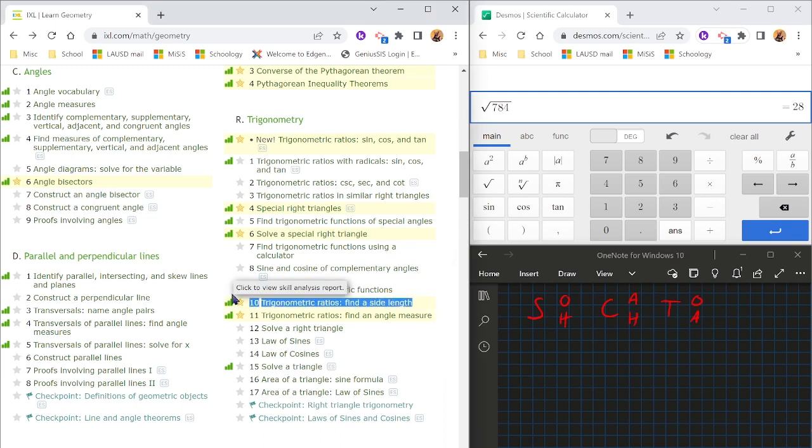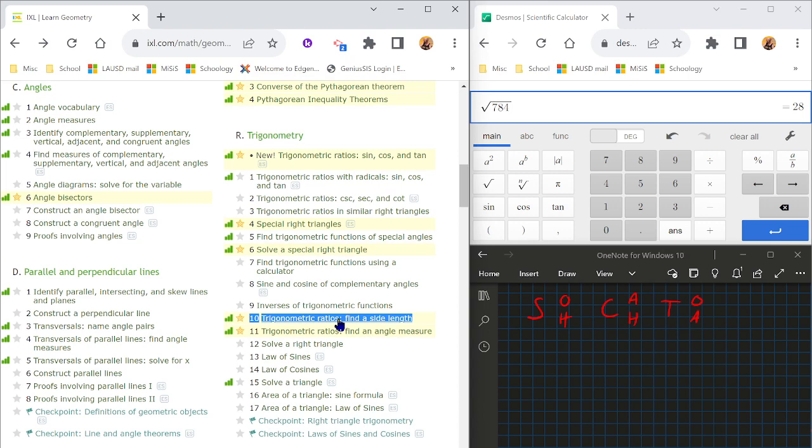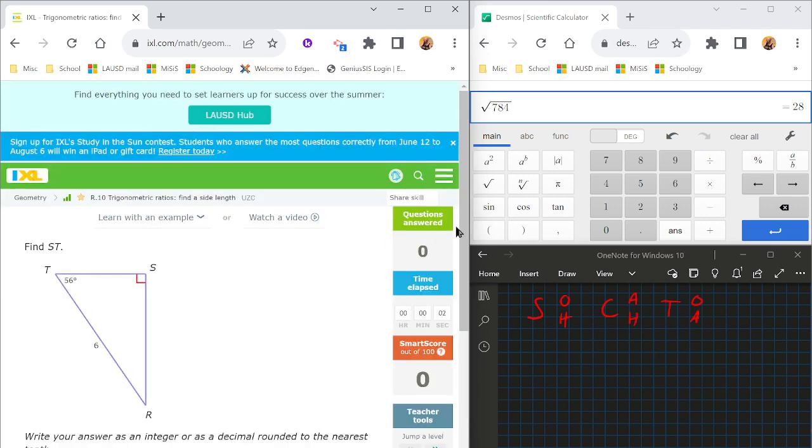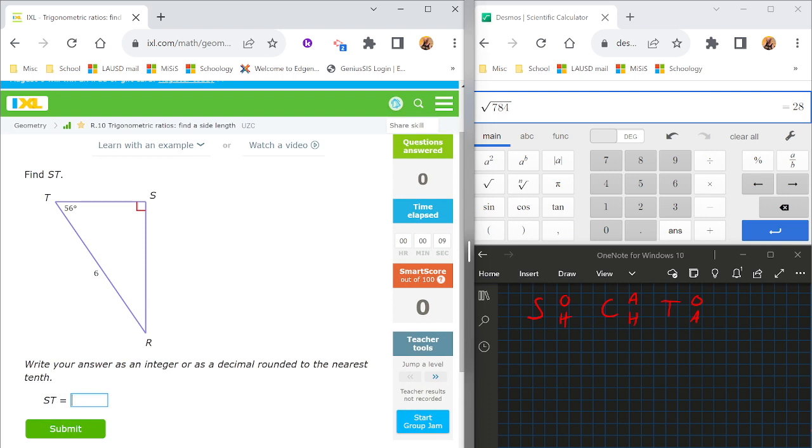We're going to do this R10, trigonometric ratios, find a side length. So let's dig in and see what the story has to tell us. A lot of this is going to be similar to what you've seen before, hopefully. Get this out, get my red pen.